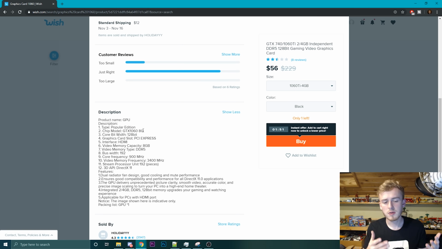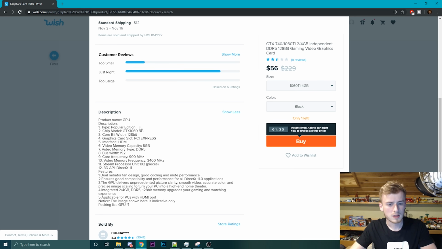Now, what I want to point out is that this is 8GB. 8GB was never made. It was clearly not something that existed. Only the 1070 and the 1080 came with 8GB of memory. So as you can clearly see, this is advertising something that physically does not exist on the planet.